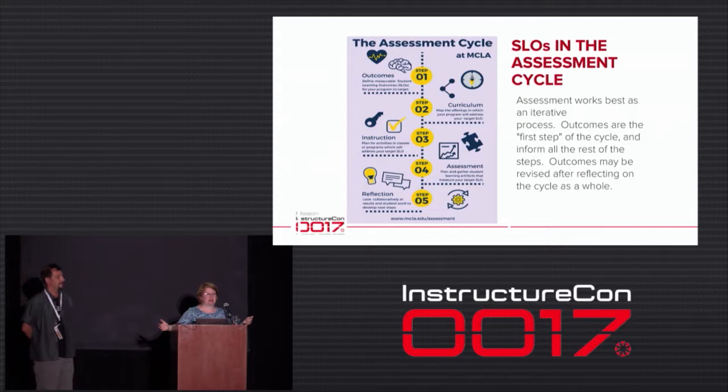If you start by thinking deeply about what is important for students to be able to do at the end of your program, it's really going to help drive all the other steps of your curriculum design. So thinking deeply about what you want students to be able to do at the end of your course is a great place to start in the assessment cycle. It will then inform your curriculum, inform your instruction, inform which kind of assignments you want to use for assessment, and finally lead to reflection.